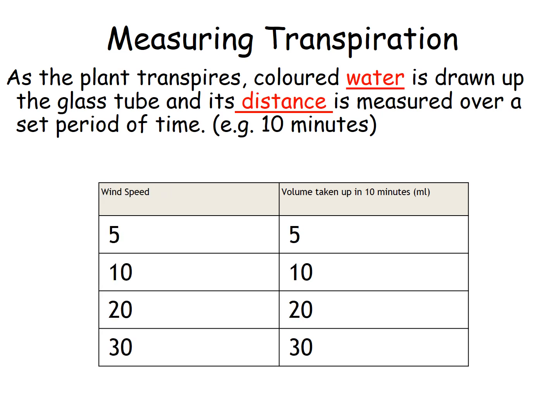Looking at another factor that affects transpiration, wind speed. The faster the wind speed, the more volume is taken up, which means increasing wind speed will increase the rate of transpiration. And you could potentially set up another experiment in relation to temperature and look at how increasing temperature affects the rate of transpiration.